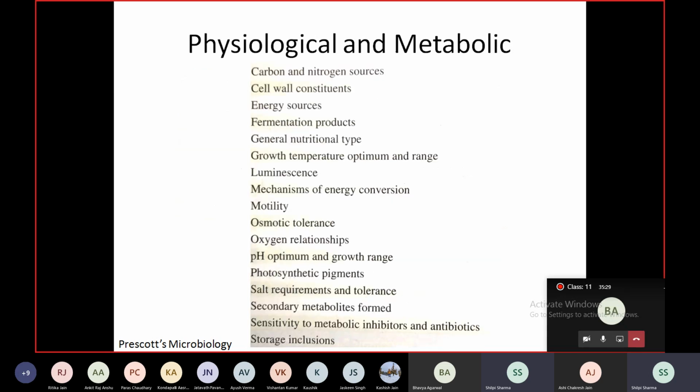While physiological and metabolic characters include primarily its requirements, like carbon and nitrogen source, the energy requirements, the different growth conditions, what it produces in the form of secondary metabolites, and what it stores. These are all characters which help in grouping on the basis of physiological and metabolic features.